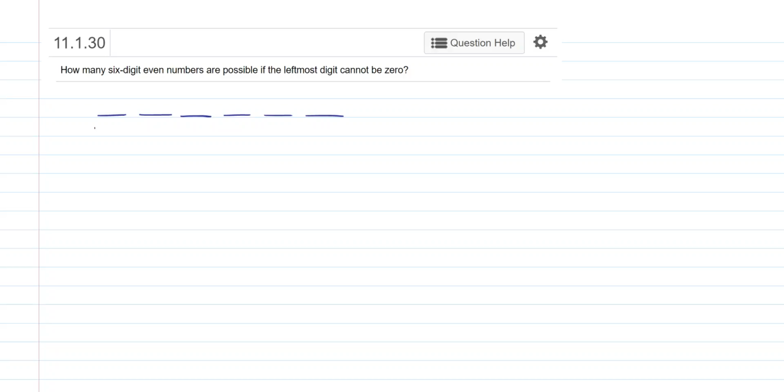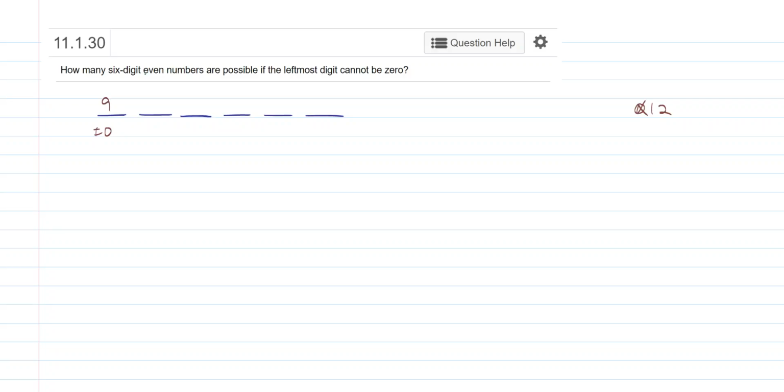The first thing I know is that this first digit cannot be a 0. If it were, then it wouldn't be a 6-digit number. So 0, 1, 2 is not considered a 3-digit number. It's just a 2-digit number. So the first one can't be a 0, which means there are 9 digits left to choose from.